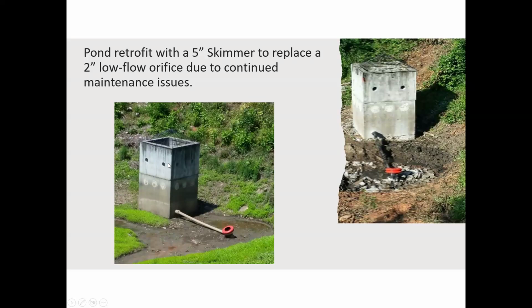This basin, that riser, those are 6-foot riser sections. So these are the old orifice holes. We redesigned this basin. Again, it had a 2-inch orifice down at the bottom, 6 feet below the now bottom of the pond. We replaced it with a 5-inch skimmer, closed these orifices, and added some other ones here.